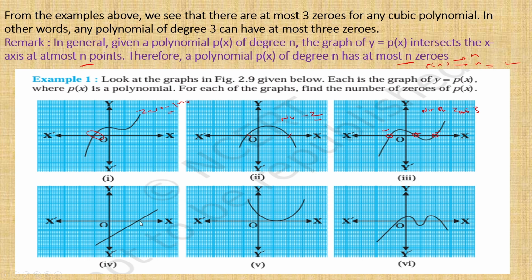Here it intersects the x-axis at only 1 point, so number of zeros 1. Here it intersects at 1 point, so number of zeros 1. Here see this graph, different: 1, 2, 3, 4. So at 4 points the graph intersects the x-axis, so 4 zeros are there. Okay. Like this, by seeing the graph itself we can say how many zeros exist for the polynomial.